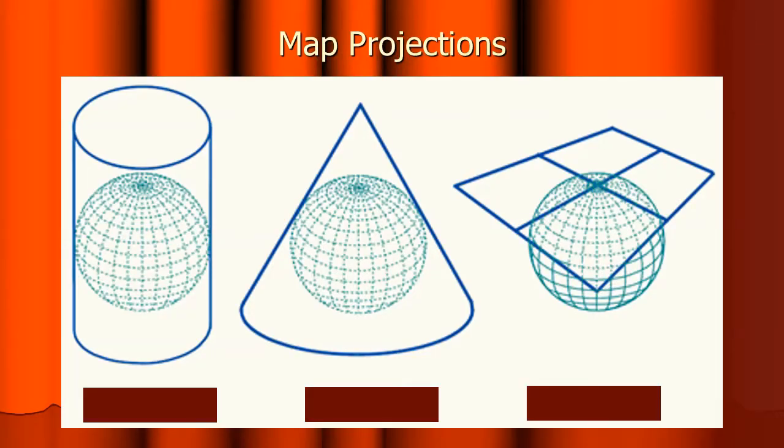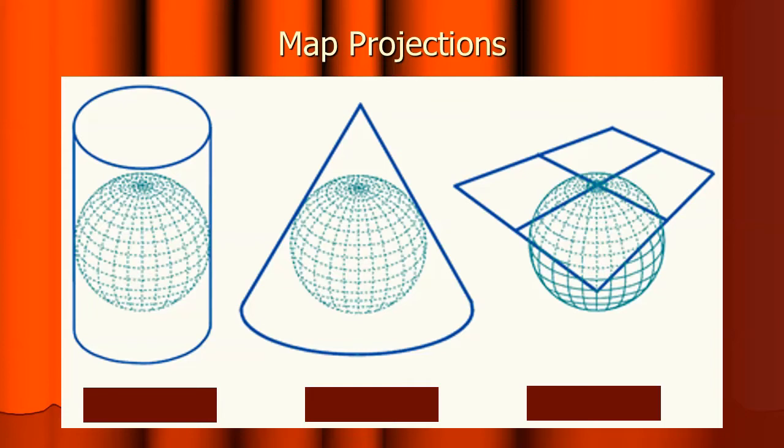So these are 3 common examples of map projections here, and the idea is that we're taking the round globe and basically projecting it onto a flat surface, and sometimes we have to use a cylinder shape, like the one on the left.